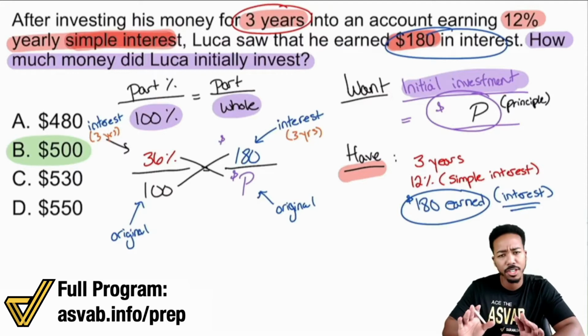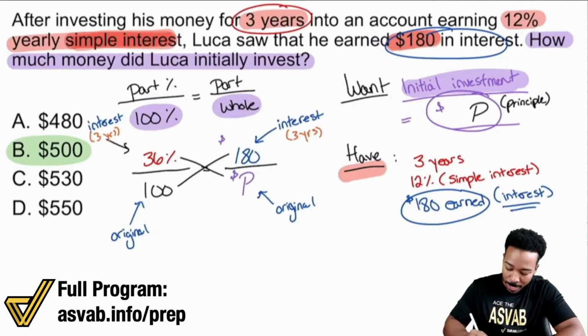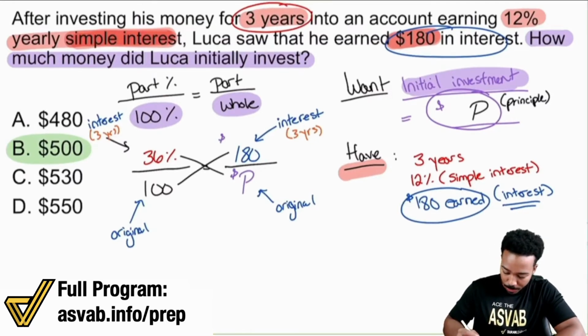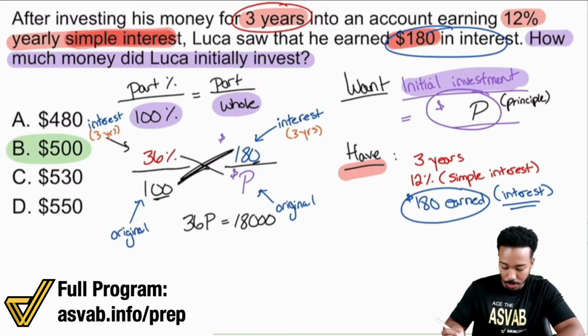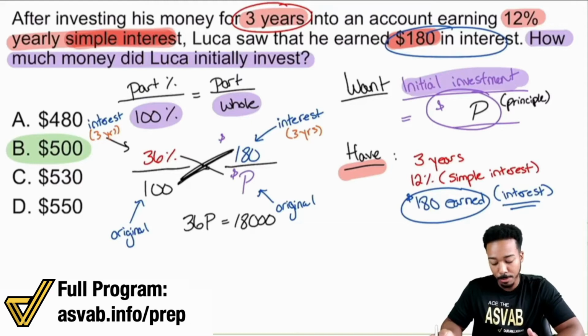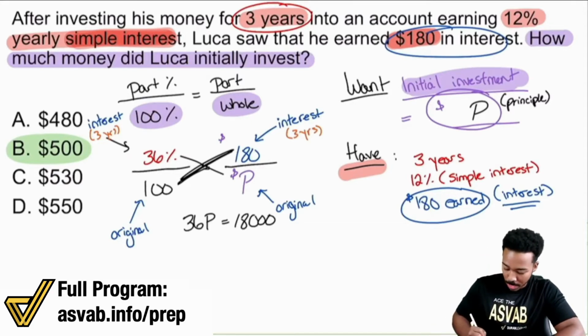You're good. You can still cross multiply and divide, and you'll have 36 times P, which gives me 36P, and then 100 times 180, which gives me 18,000, because 2 zeros here, 1 zero there. And so now we have 36P equals 18,000, excuse me. And from there, all we've got to do is divide both sides by 36, and we're good. So we'll cancel out there.